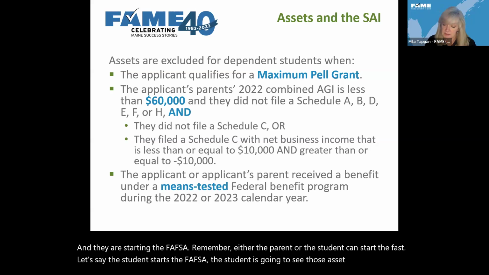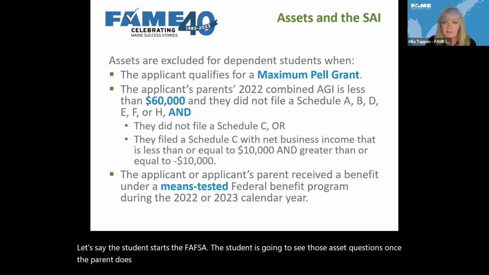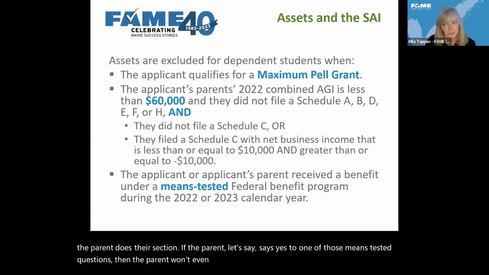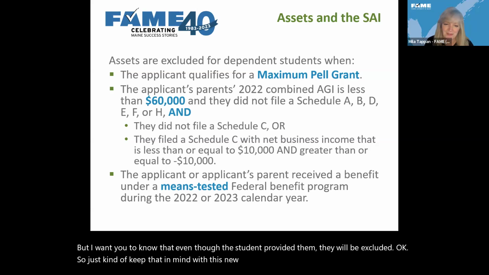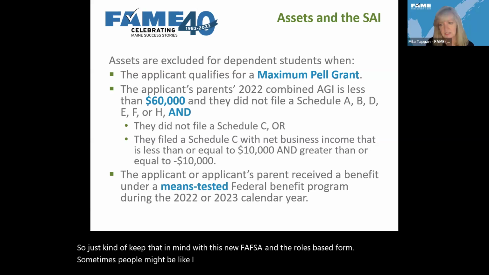Once the parent does their section, if the parent, let's say, says yes to one of those means-tested questions, then the parent won't even be asked about assets. Students already provided them, but I want you to know that even though the student provided them, they will be excluded. So just keep that in mind with this new FAFSA and the roles-based form. Sometimes people might be like, well, I didn't think I was going to see those questions.